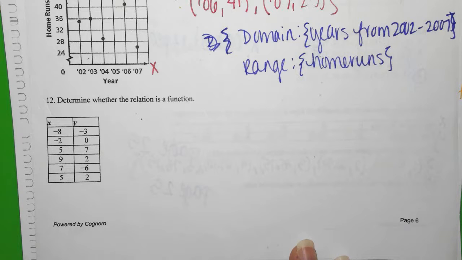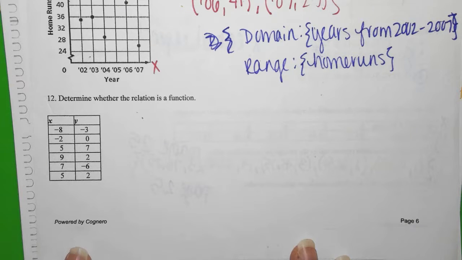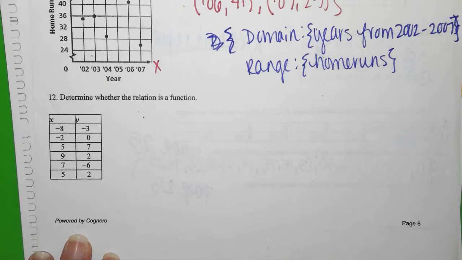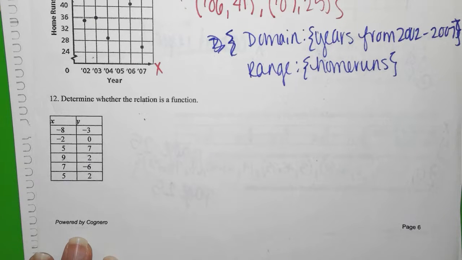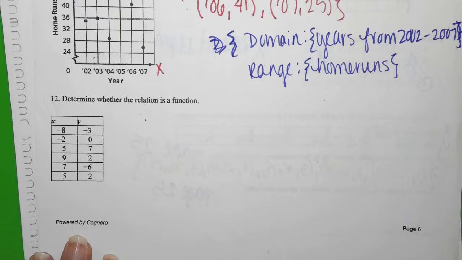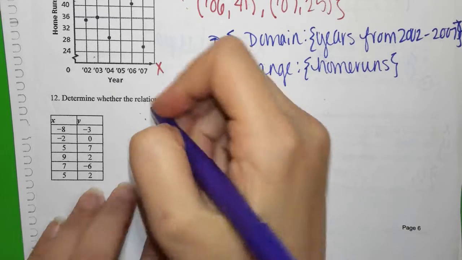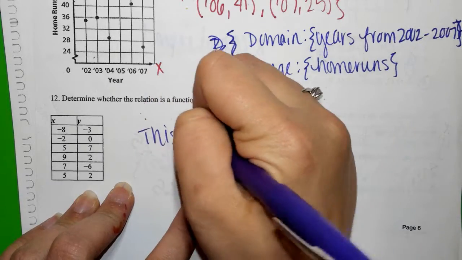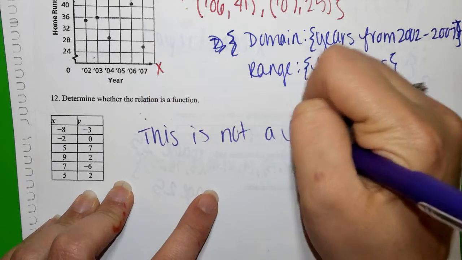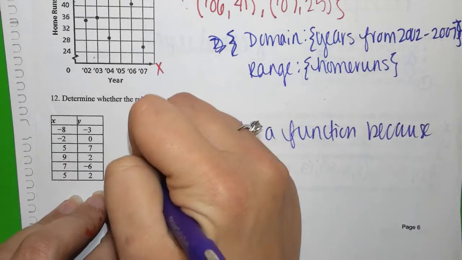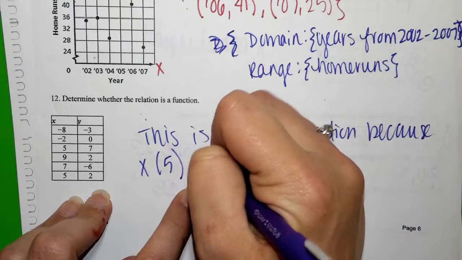Alright, so number 12, it says determine whether the relation is a function. What do you guys think? Who votes yes? Who votes no? Is it a function? I say no. Why is it not a function? James? Because 5 is repeating. Take a point. Alright, so this is not a function because X, or 5, repeats.